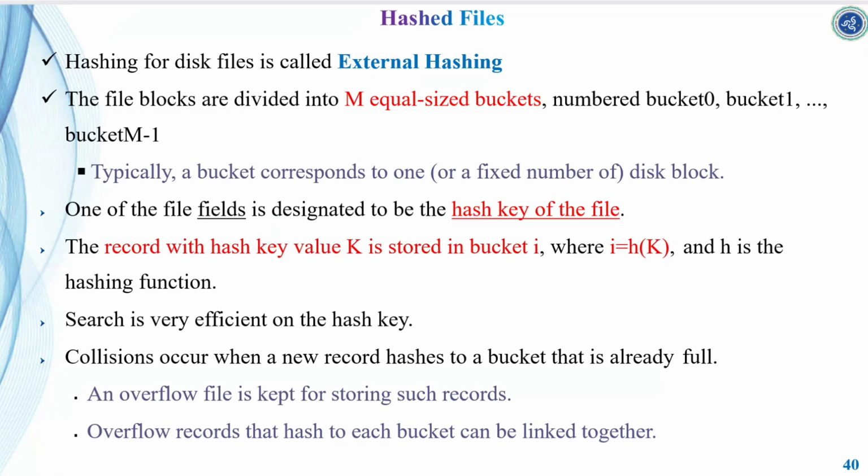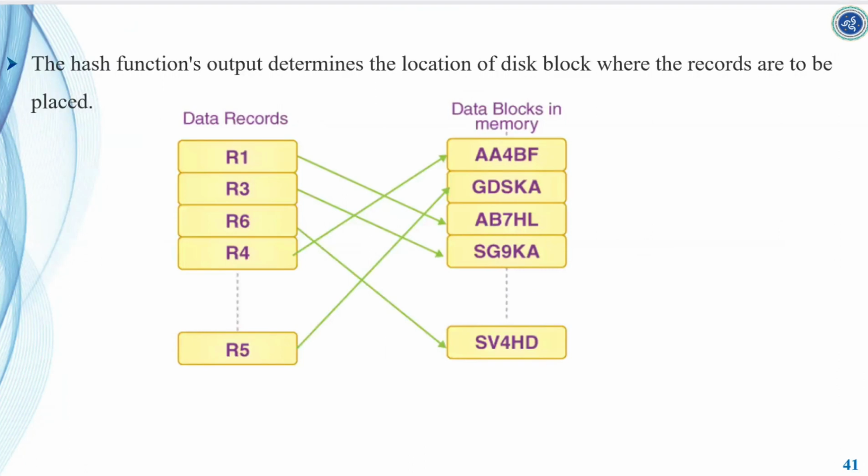Collisions may also occur when a new record comes, because sometimes the hash function gives the same value for two different addresses. A collision occurs when a new record hashes to a bucket that is already full. So an overflow file is kept for storing such records, and overflow records that hash to each bucket can be linked to each other. Let us see an example.